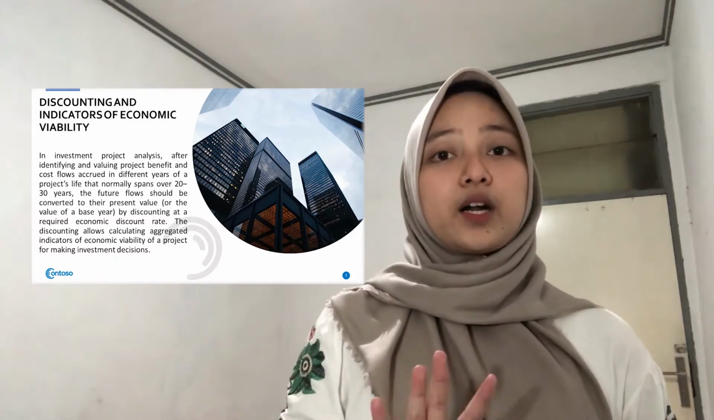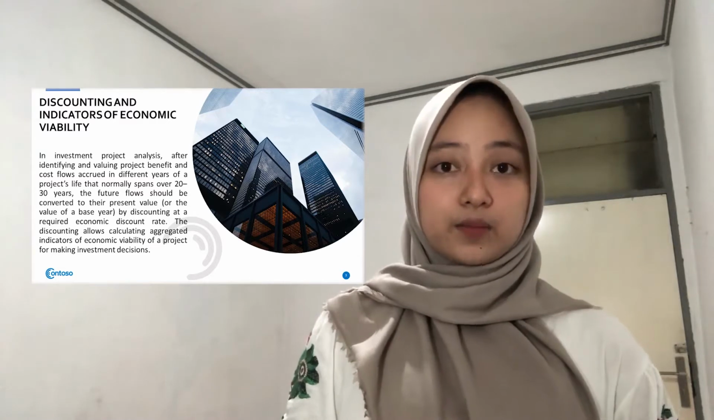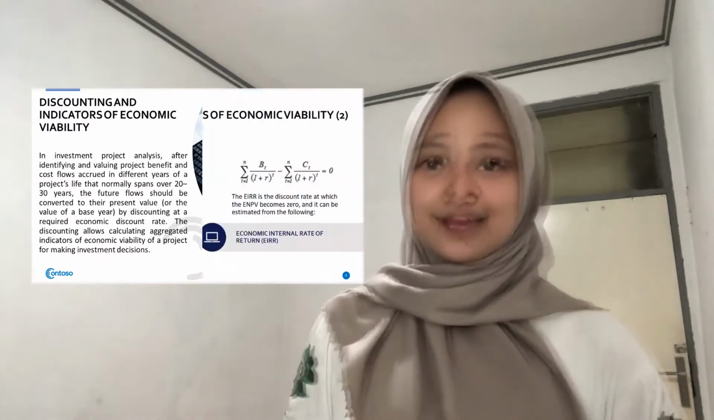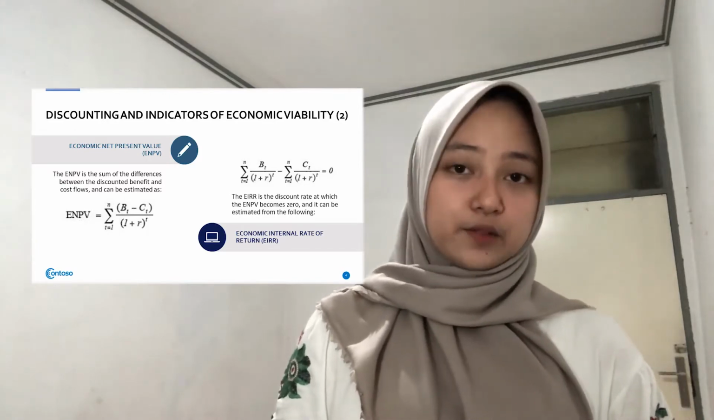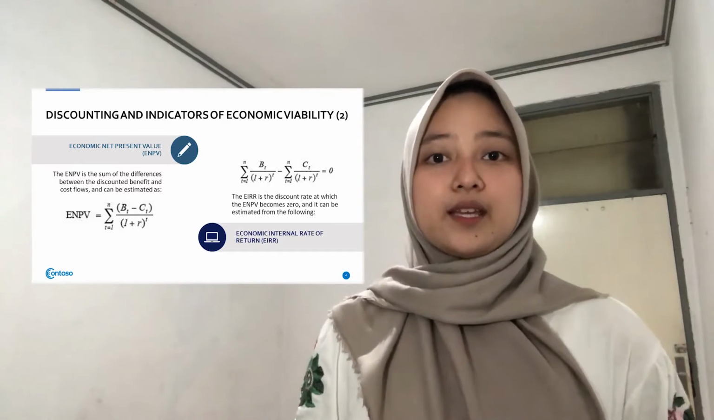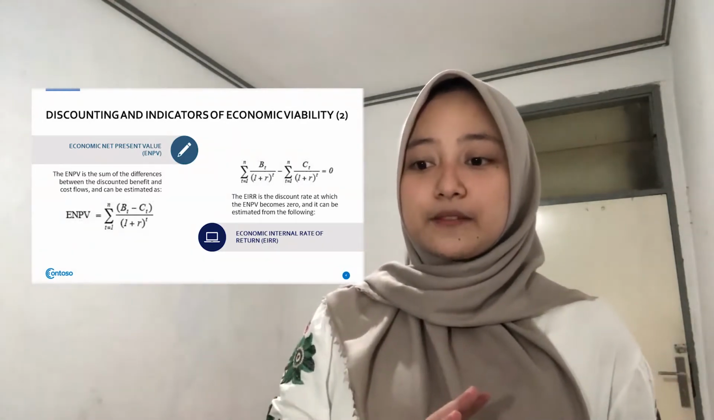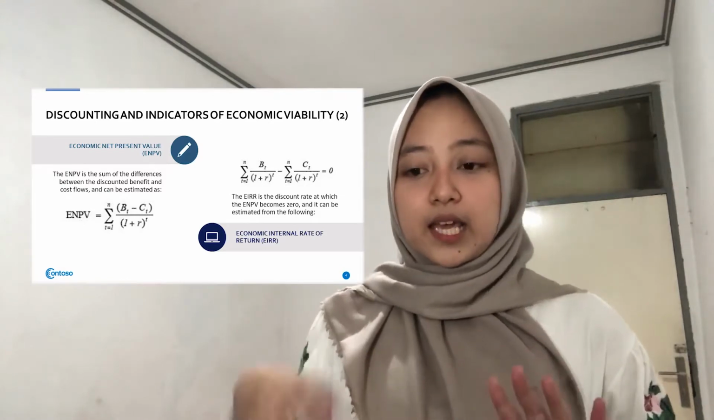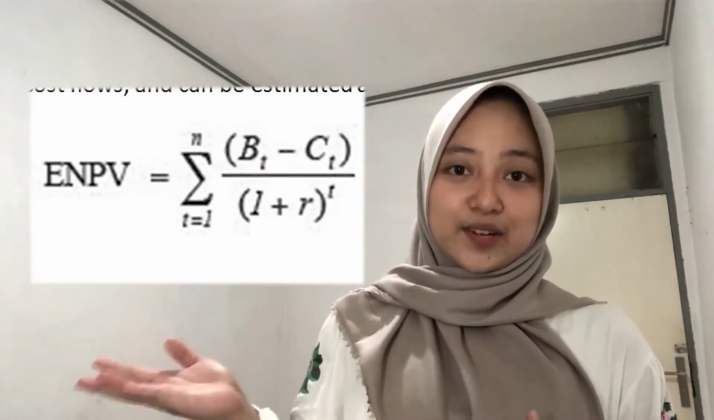The discounting allows calculating aggregate indicators of economic viability of a project for making investment decisions. There are 4 most commonly used indicators to determine economic viability. The first is economic net present value or ENPV. The ENPV is the sum of the differences between the discounted benefit and cost flows. It can be estimated with the formula that you can see on the screen.